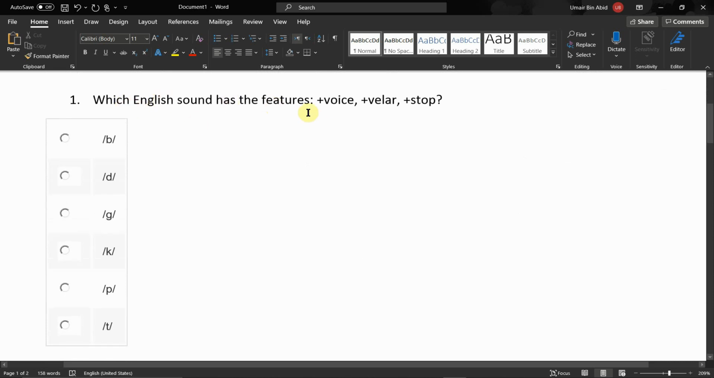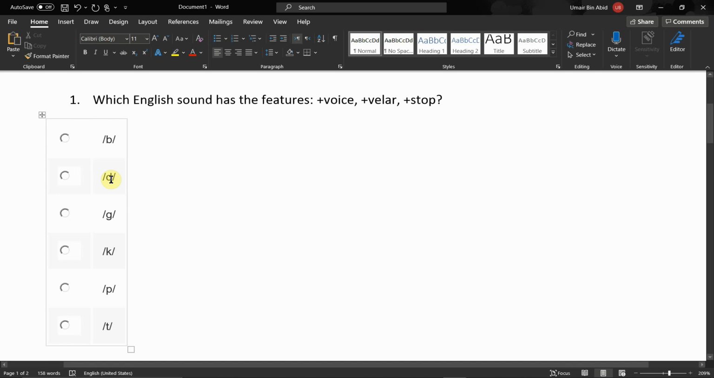which English sound has the features plus voice, plus velar, plus stop. So we can describe consonants in 3 to 5 criteria. There are three criteria which we have to look at in the following sounds. If we look at the b sound, it is actually bilabial, so it has to be velar. Although b is voiced as well as stop, it's not velar. So this is not the correct option.